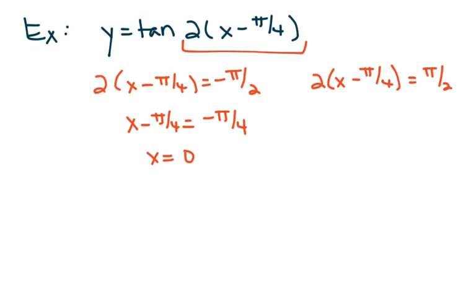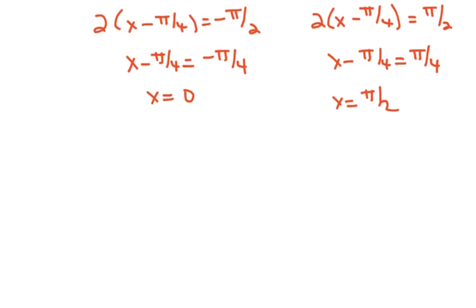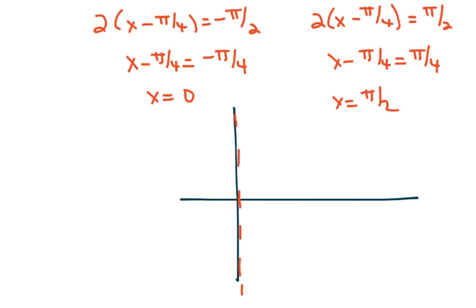The next one, I'm going to divide by 2. And then I'm going to add pi over 4. And pi over 4 plus pi over 4 is 2 pi over 4, which is pi over 2. So this time, my tangent graph is going to start at 0, and that's where my first asymptote is going to be. And my ending asymptote is going to be at pi over 2.